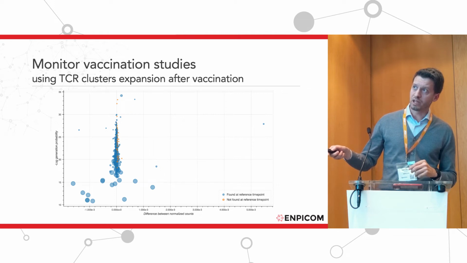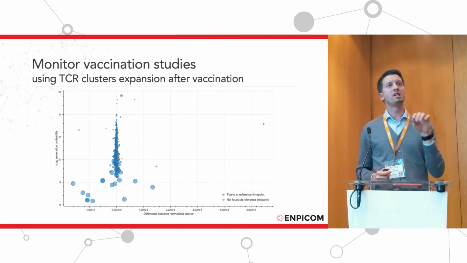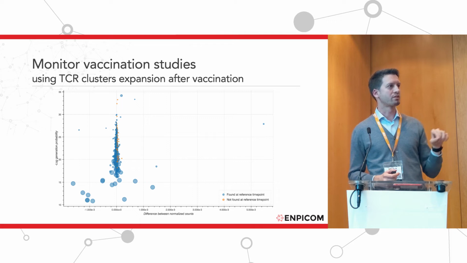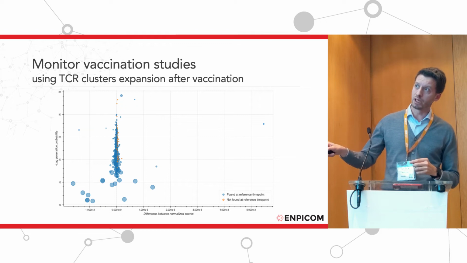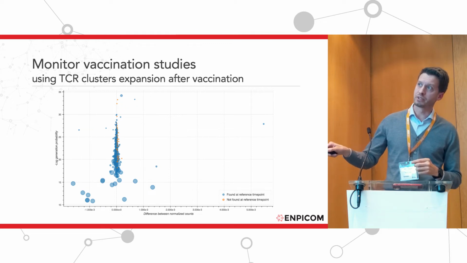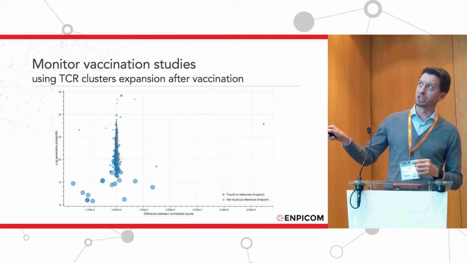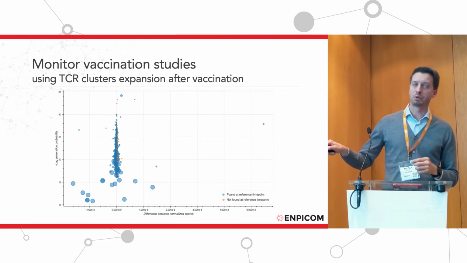The size of the cluster represents in how many different patients that cluster has been found, so what's called the publicity of such clones. The positioning on the x-axis shows whether a cluster expands in that direction, for instance after vaccination, or contracts in this direction after vaccination. While the y-axis represents the generation probability, actually the minus log of the generation probability.